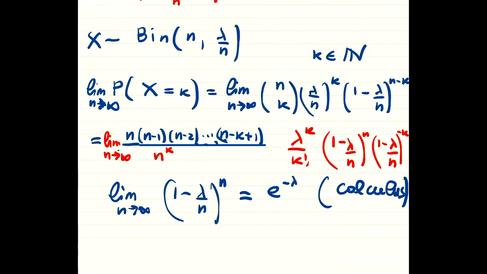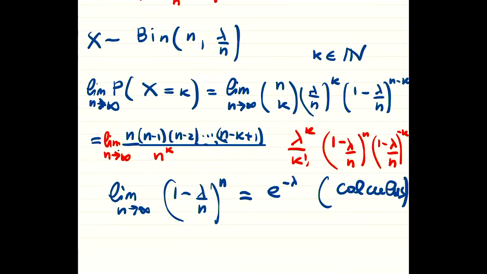Take the log if it bothers you. Once you take the log, you can write it as the ratio of two objects that go to 0. Both of them go to 0. You can use L'Hopital. Are you familiar with the L'Hopital rule?